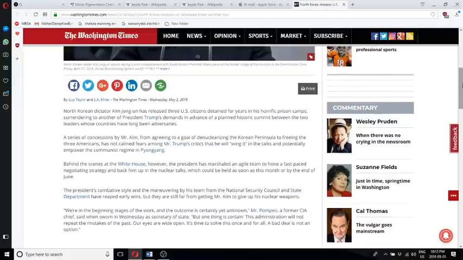So, North Korean dictator Kim Jong-un has released 3 U.S. citizens detained for years in his horrific prison camps, surrendering to another of President Trump's demands in advance of a planned historic summit between the two leaders whose countries have long been adversaries. A series of concessions by Mr. Kim, from agreeing to a goal of denuclearization.